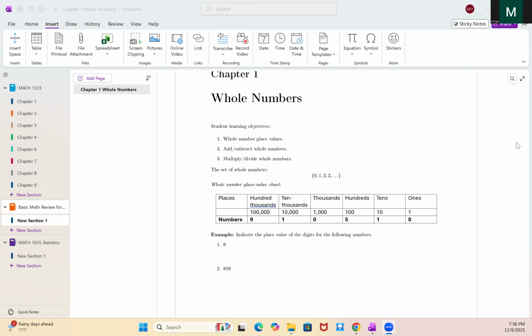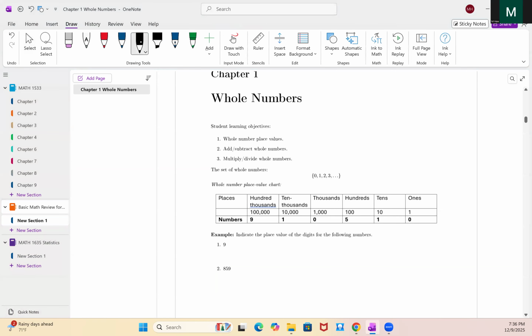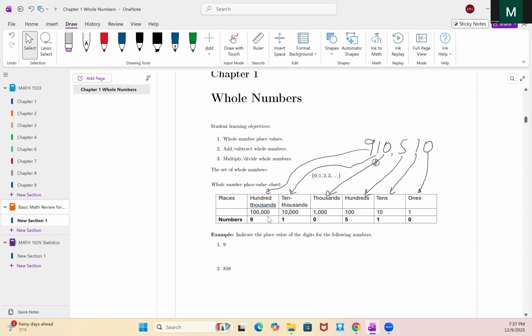So here we have, for example, the number 910,510. The 0 is in the ones place, the 1 is in the tens place, the 5 is in the hundreds place. So we can read the last 3 as 510. The 0 is in the thousands place, the 1 is in the 10,000s place, and 9 is in the 100,000s place. So we read this number as 910,510.